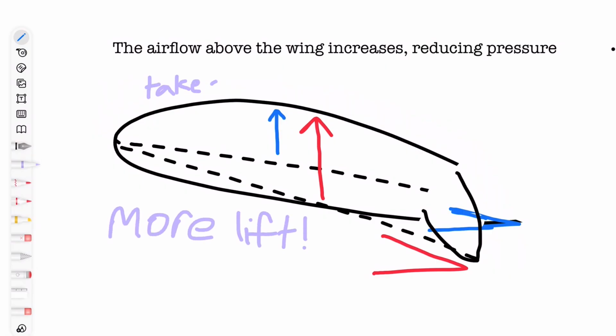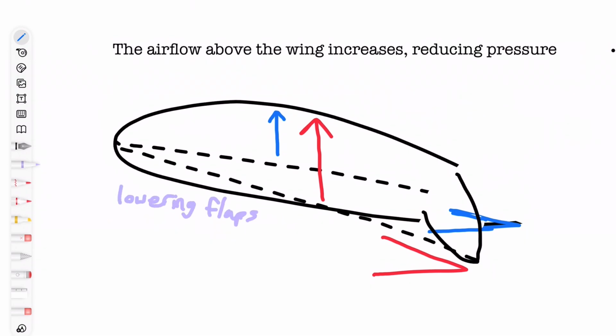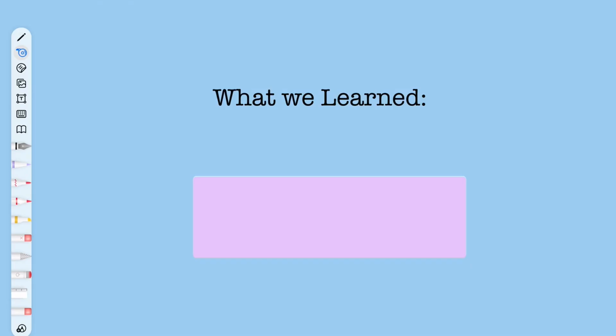This is especially important during takeoff and landing, when planes are flying slower and need extra lift to stay in the air. But there's a trade-off. Lowering the flaps also creates more drag, which slows the plane down. Pilots actually use this drag during landing to help control speed and keep the aircraft stable on approach. So in short, flaps are like temporary modifications to the wing, helping the plane take off at slower speeds and land safely by striking a balance between more lift and more drag.